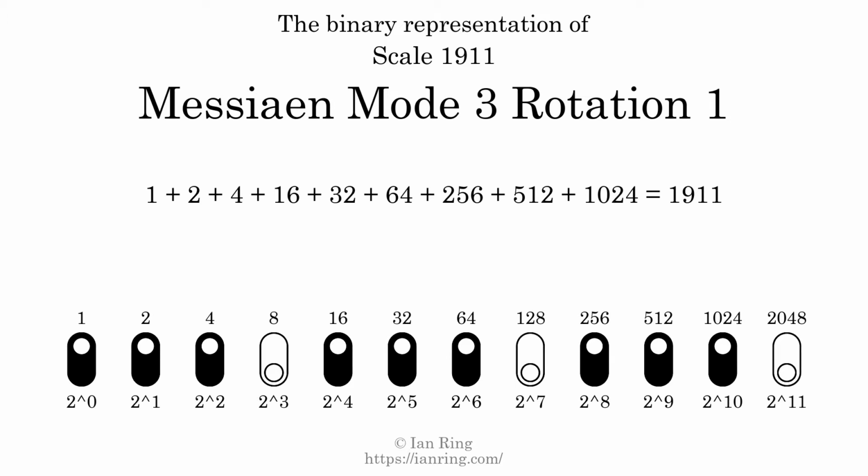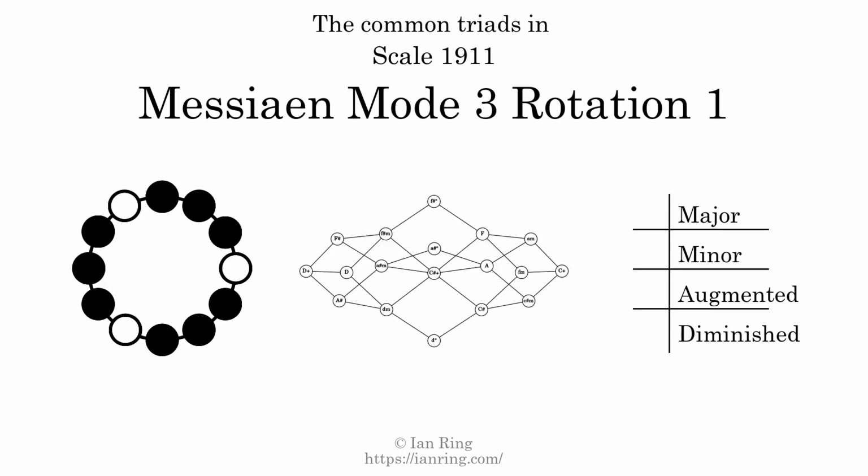The scale number not only enumerates the scale with a unique index, but it also literally describes the tonal content of the scale. Represented as a binary number in base 2, the scale number is 01110110111. Here are the common triads present in this scale.